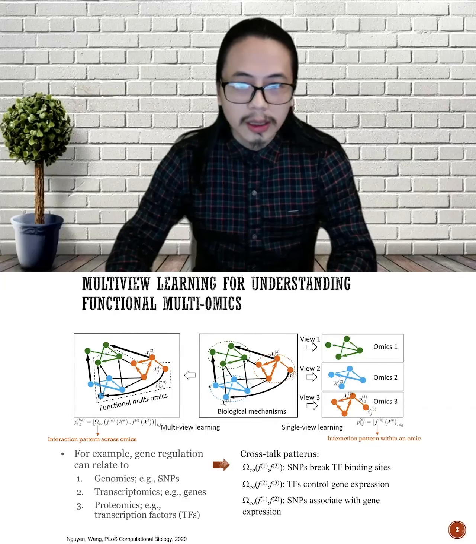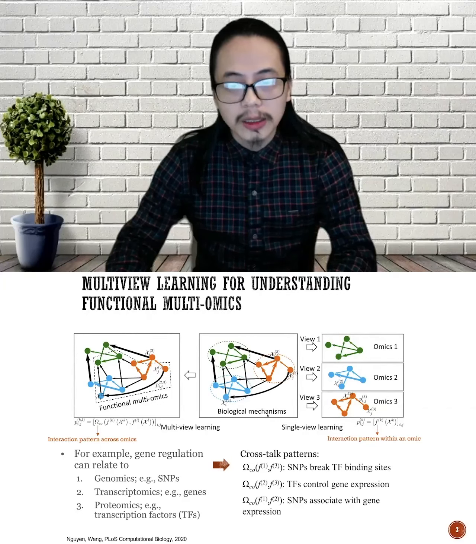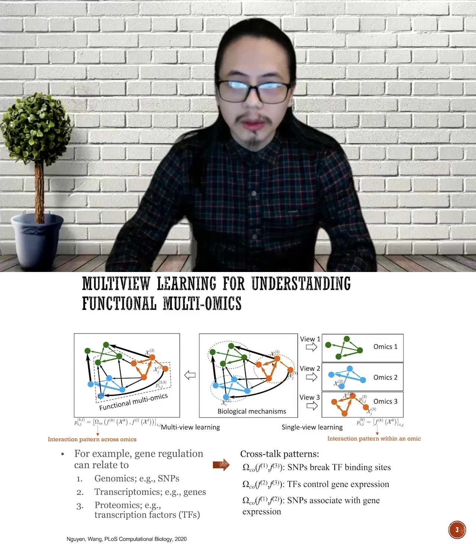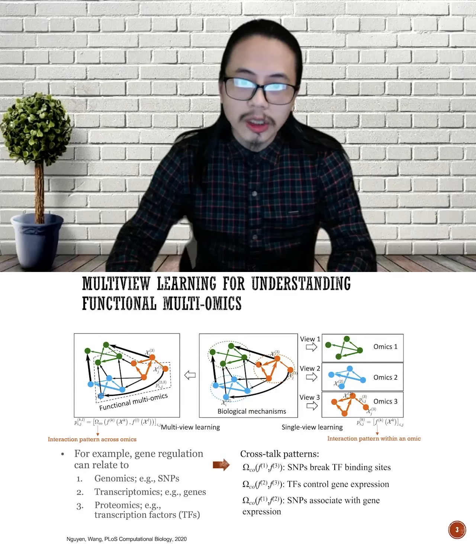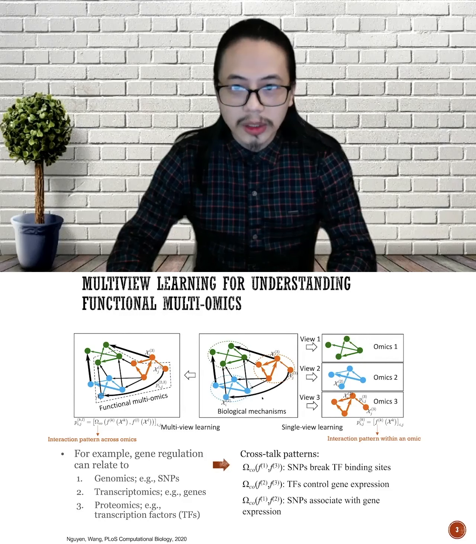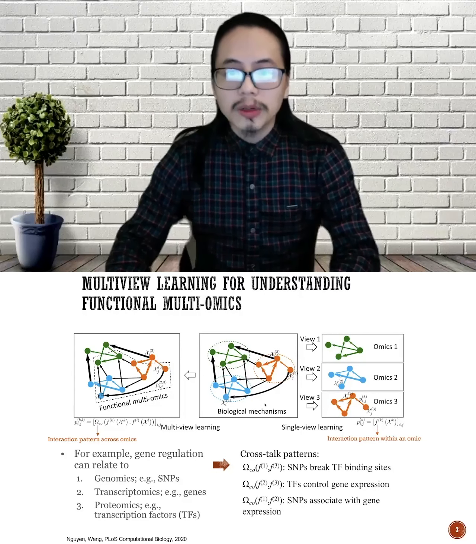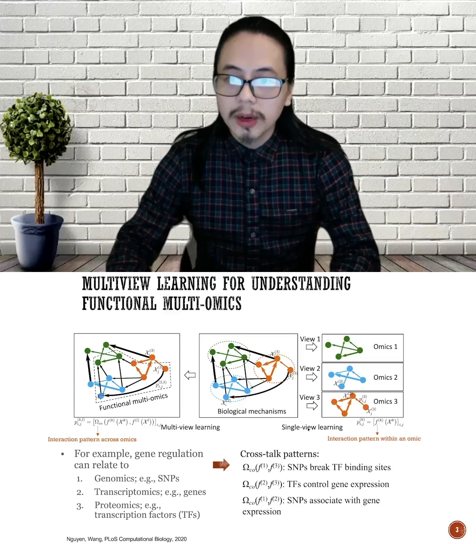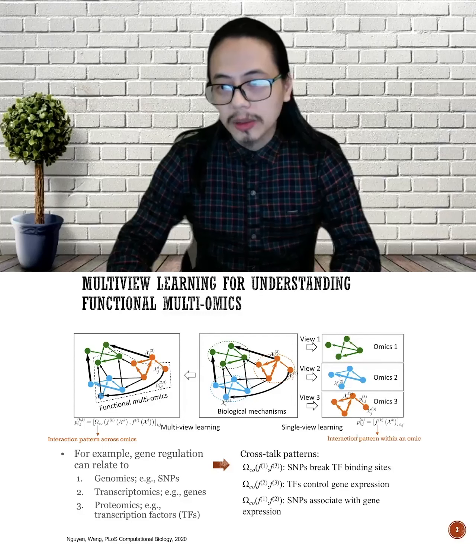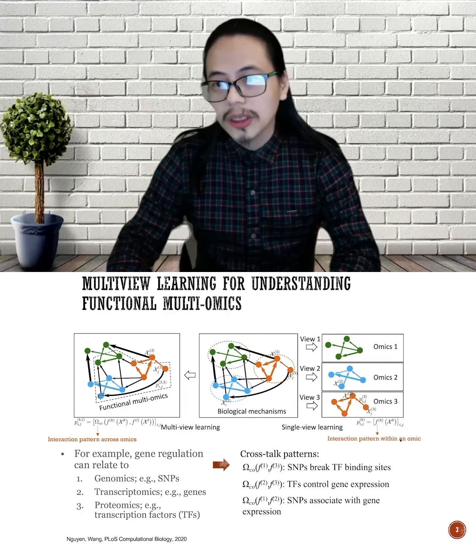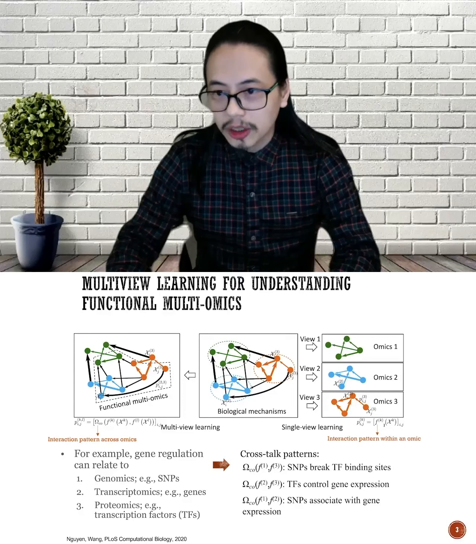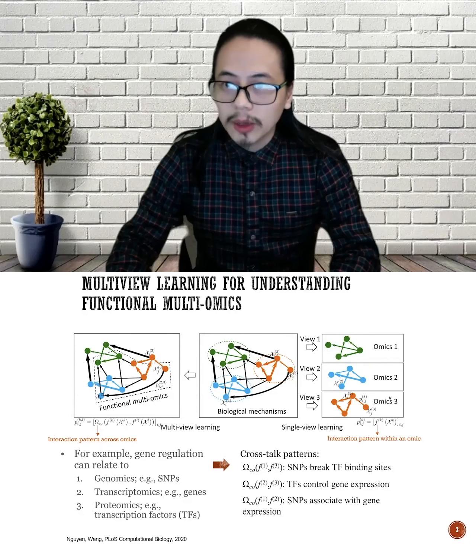Looking at the figure in the center here, it is biological mechanisms. It is the result of the interaction both within each omic and also the interaction across various omics. So by using traditional or single-view learning, we can only learn the interaction pattern within each omic separately, depicted by the function f here, like f1, f2, f3 for 3 different omics.